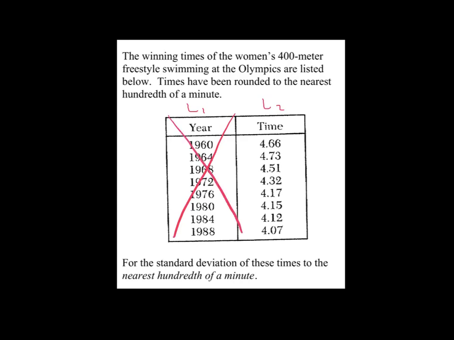Remember, the only time we put things in L2 is if we have a frequency, like if a number of people had the same time. So the times are going to go in L1, and that's it. When we do our one variable stat, we're just going to do L1. We're not going to type in L2. There are no frequencies. So let's try typing this in and see if you get the same data I get.